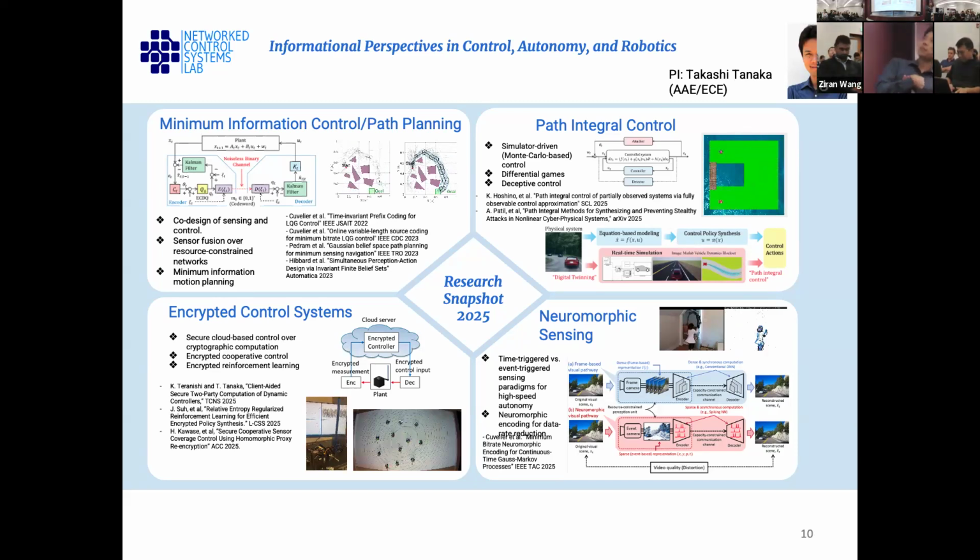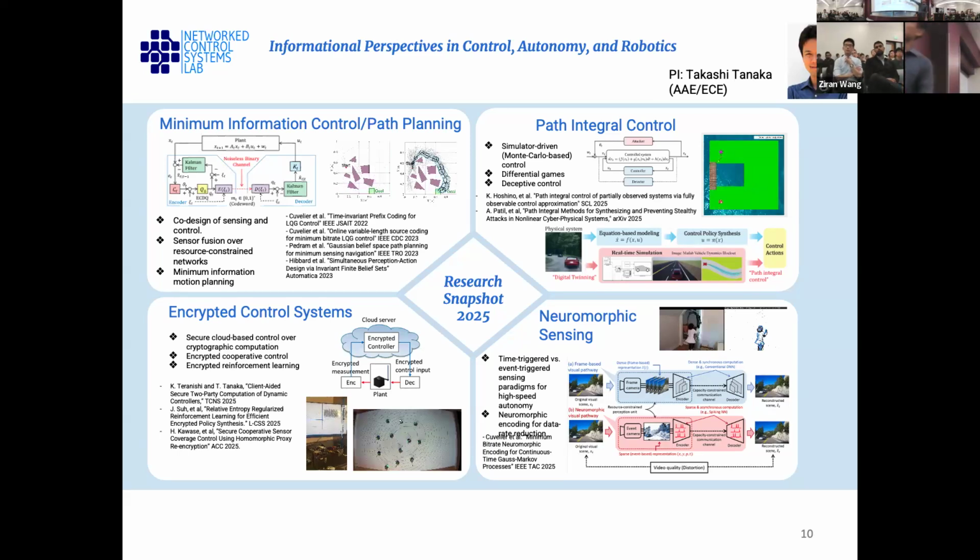That said, we do have other exciting projects. For example, path integral control, which is a Monte Carlo based motion planning, path planning, decision making algorithm designed to solve a difficult class of stochastic optimal control problems. People have been using this algorithm for motion planning, but in one of our projects, we are trying to apply this algorithm to solve a zero-sum game between attacker and defender over cyber-physical systems.